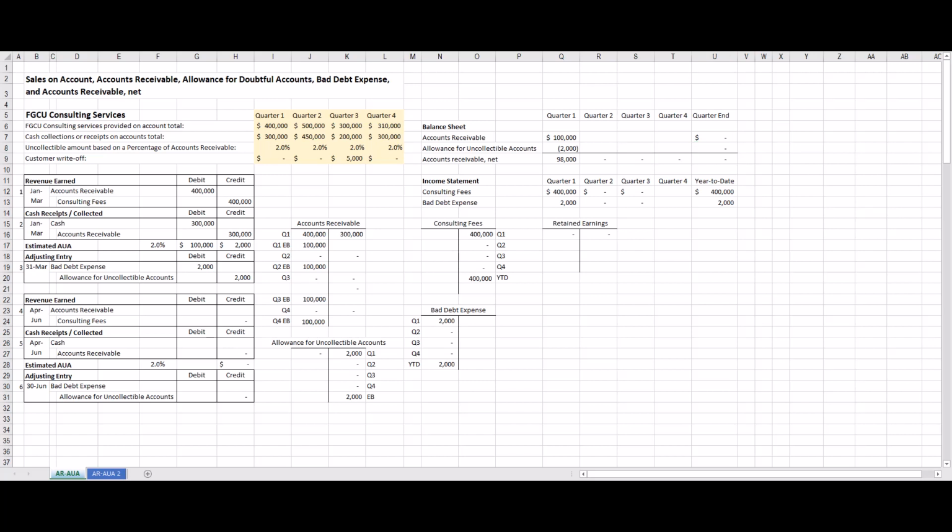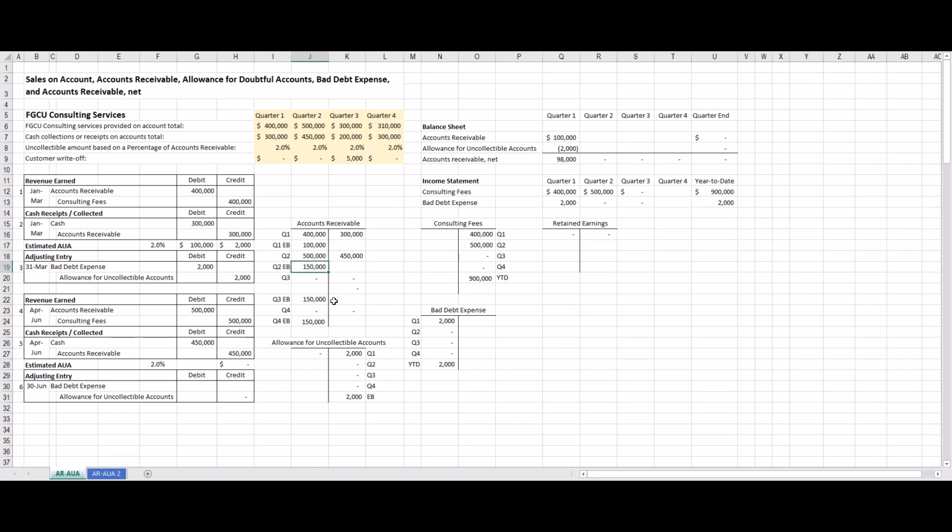During the second quarter, we reported $500,000 of revenue and $450,000 of customer cash receipts. After journalizing and posting the revenues and receipts, the balance in accounts receivable is $150,000. The first quarter balance of $100,000 plus the $500,000 in revenues during the second quarter minus the $450,000 in second quarter cash receipts.